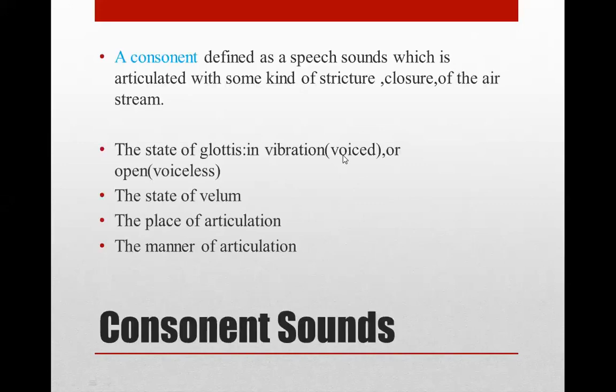And when it comes to consonant sounds, a consonant is defined as a speech sound which is articulated with some kind of stricture or closure of the air stream. And consonants are classified according to four features: the state of the glottis, in vibration or open, the state of the velum, lowered or raised, the place of articulation, the location where the stricture or place of maximum interference occurs and what articulators are involved, and the manner of articulation, the amount of stricture, whether it's complete, partial, or relatively open.